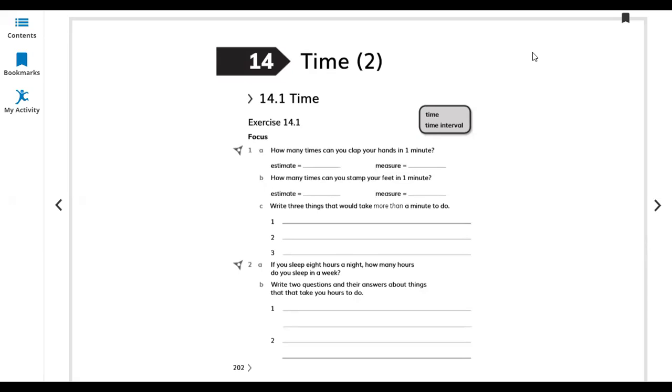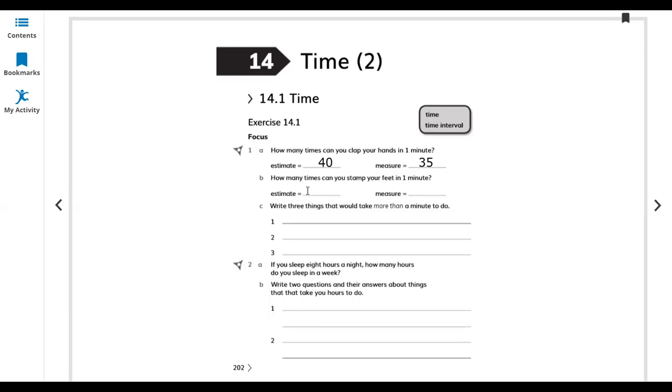Let's start. Lesson 14.1 Time. How many times can you clap your hand in 1 minute? It's according to you. In 1 minute you can clap 10, 20, 30, 40 times. So let's assume it's an estimate, 49. But when you measure exactly, it's near to 35. How many times can you stamp your feet in 1 minute?